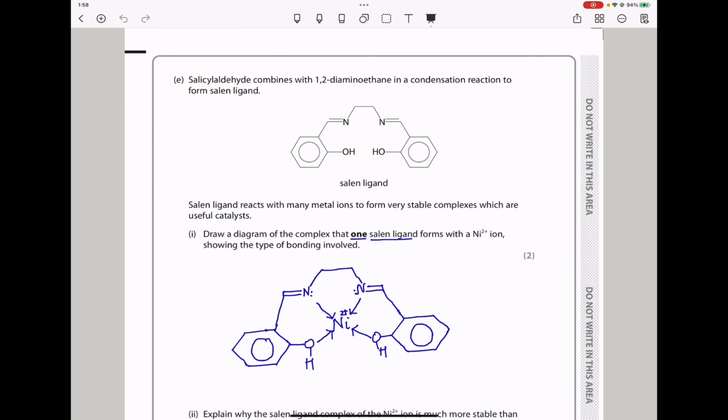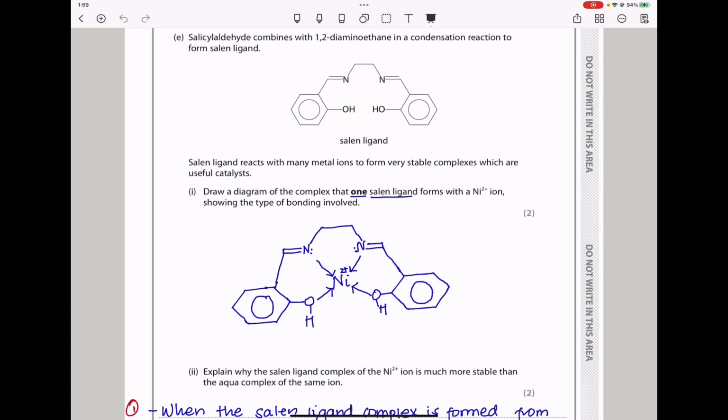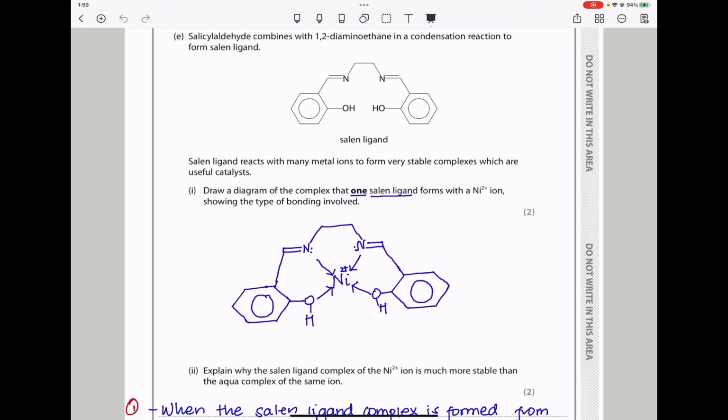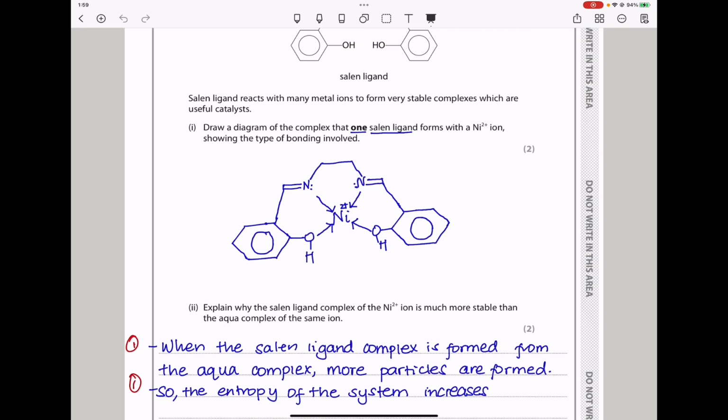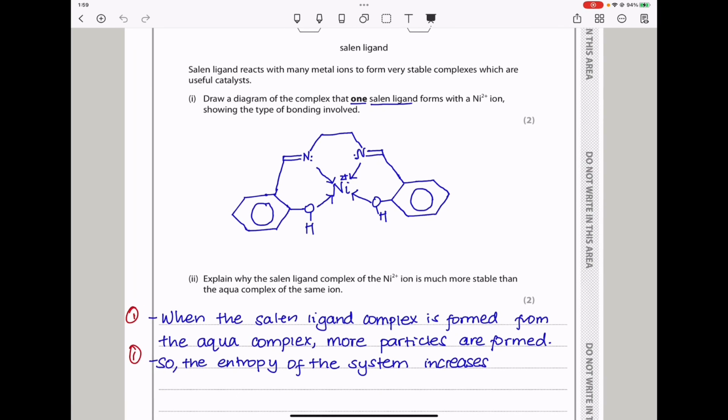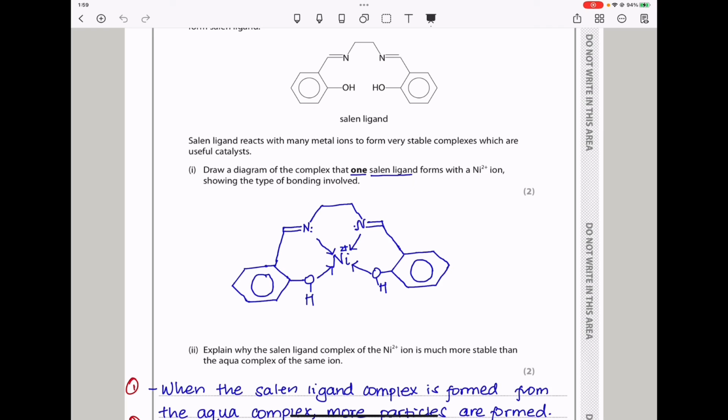In part E, salicyl aldehyde combines with 1,2-diaminoethane in a condensation reaction to form salen ligand, which is that. Salen ligand reacts with many metal ions to form very stable complexes, which are useful catalysts. Draw a diagram of the complex that one salen ligand forms with a Ni2+ ion, showing the type of bonding involved. So this is the ligand. We can see this nitrogen, that nitrogen, the oxygen and the oxygen are going to participate in the formation of dative covalent bonds around the nickel. So the possibility is going to be that, and that, forming four dative covalent bonds, and this is going to be your structure.